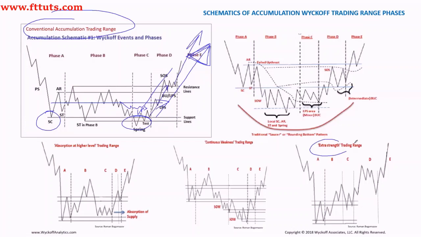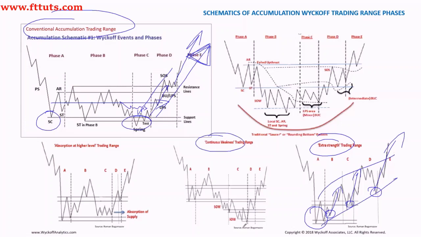In the extra strength trading range, it's slightly different. Extreme value at the point of the climactic action, and then every time it gives a reaction, there's still some value, so they're pushing the price up, and that's what creates the structure.